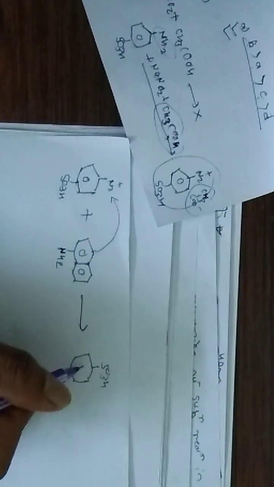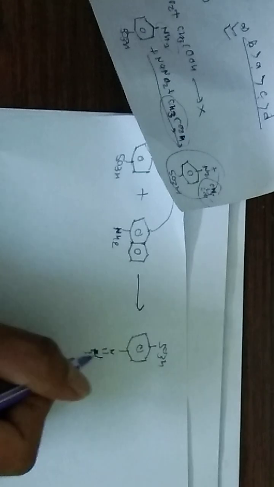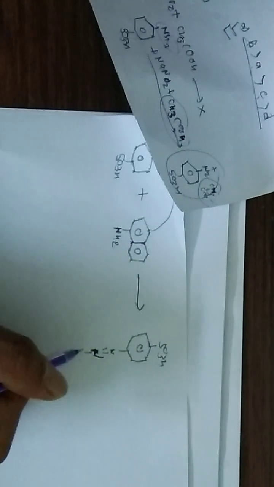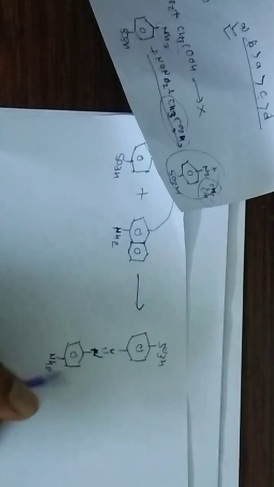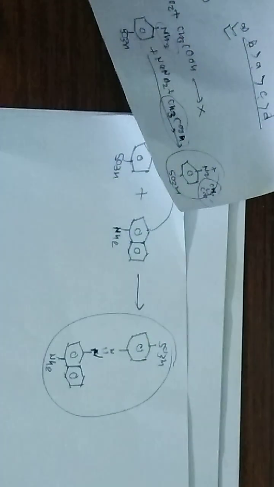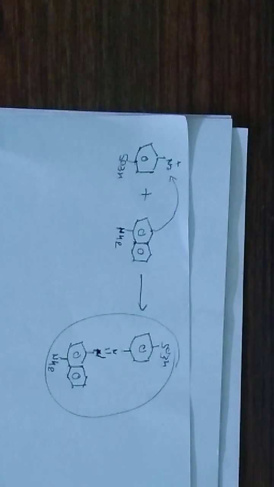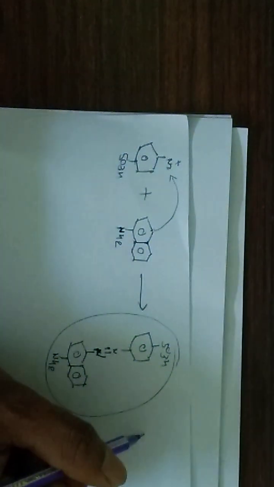I am writing SO3H on the upper side, so here N double bond N, and at the para position NH2 is there. This will be the azo dye formed in that reaction. So here the correct option is C.